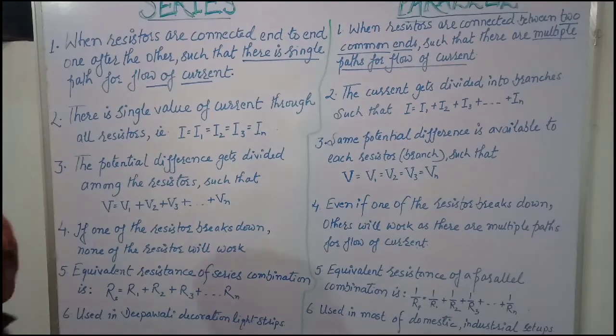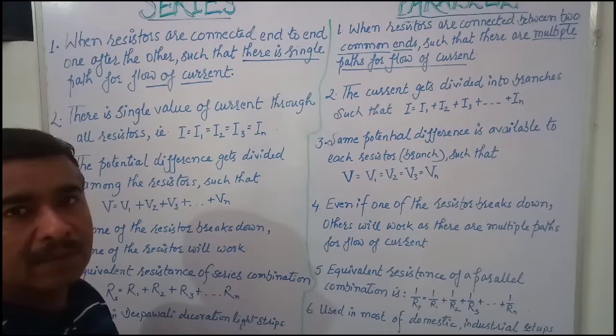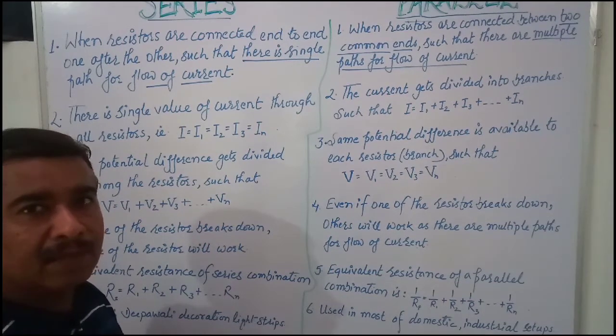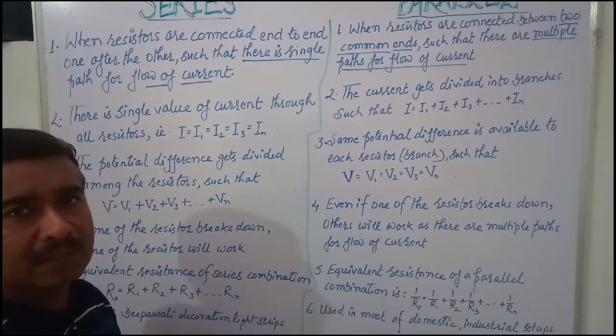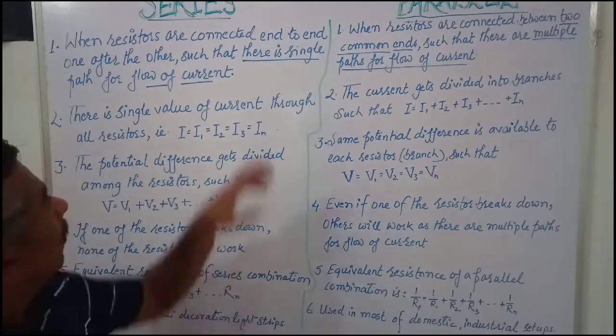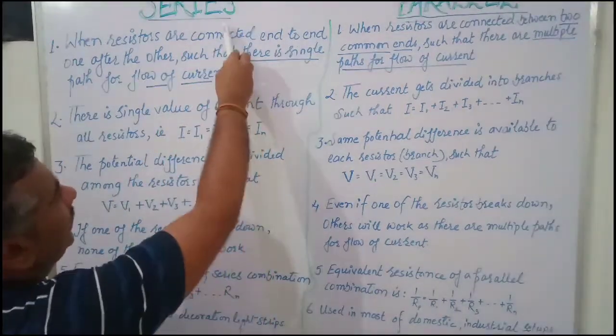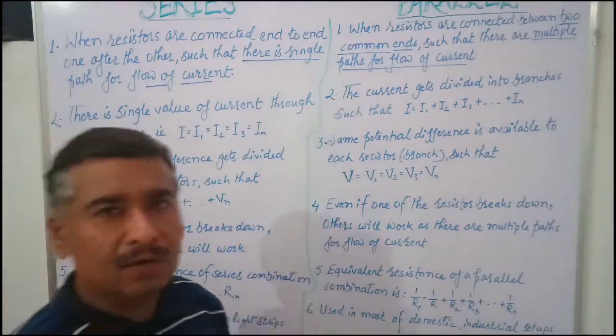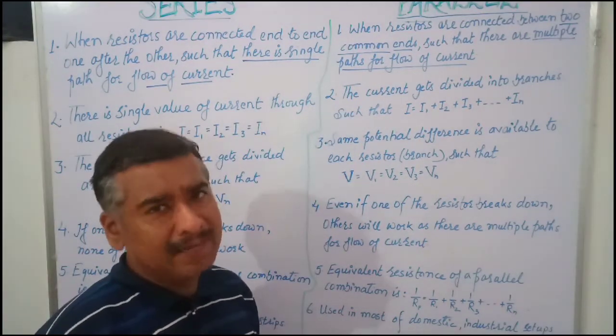Dear students, today in this presentation we are going to discuss the basic differences between the two types of combinations of resistors. The first type of combination of resistors is known as the series combination and the other one is the parallel combination, as we have already discussed.